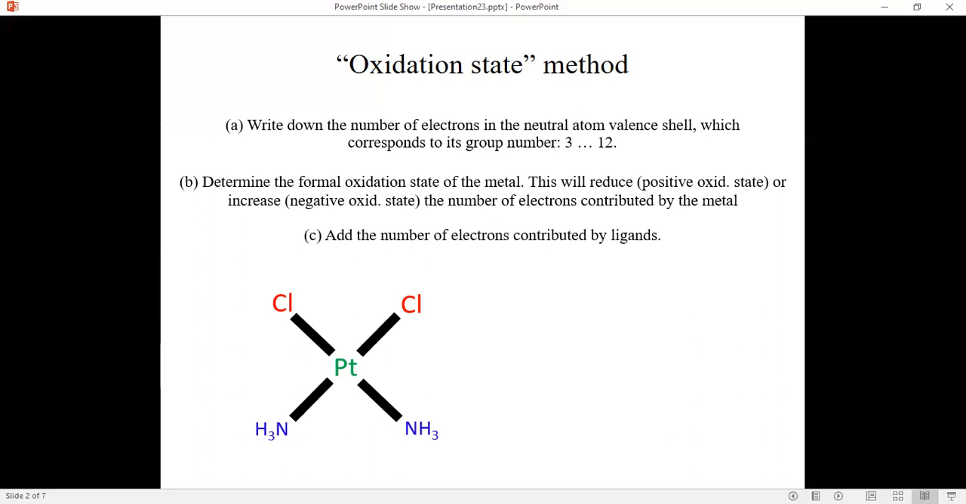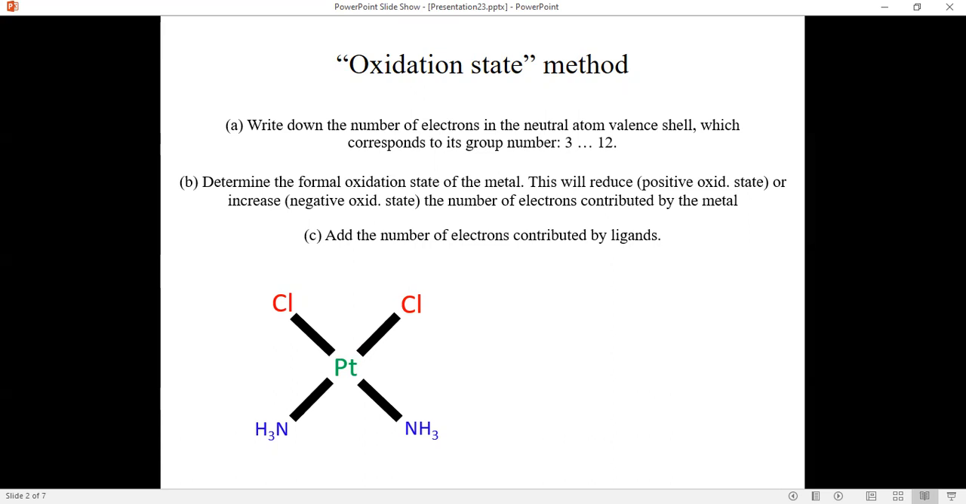+2, correct. So now we have determined the oxidation state of the metal, and we add or subtract electrons accordingly. In this case, we have to subtract 2 electrons from the 10 electrons that we previously counted. So that means that we're currently standing at 8 electrons. Last but not least, you now have to add the number of electrons contributed by the ligands.